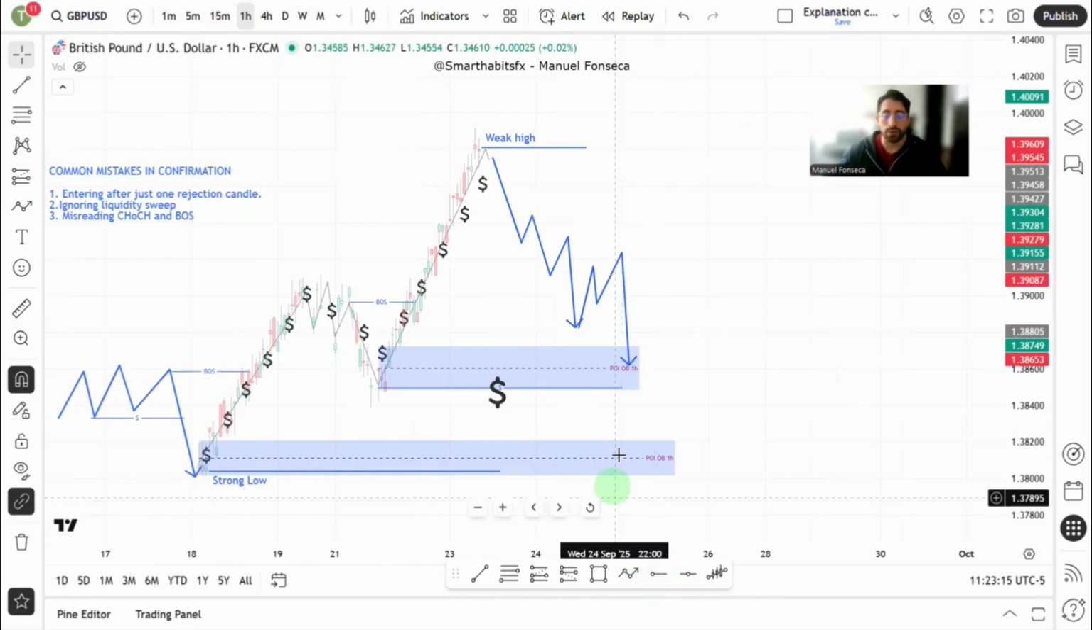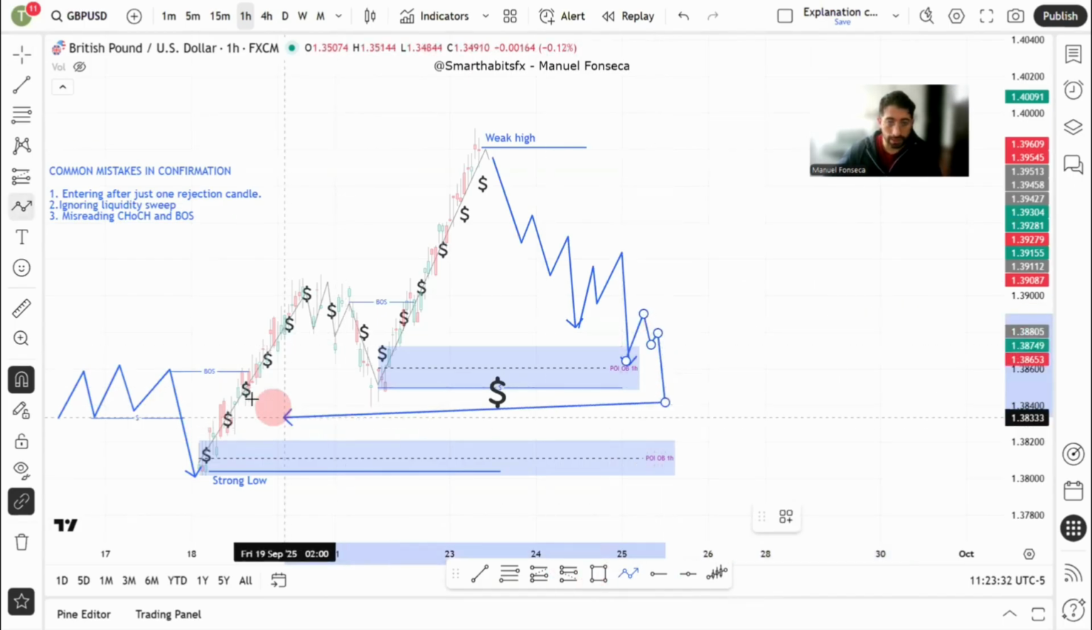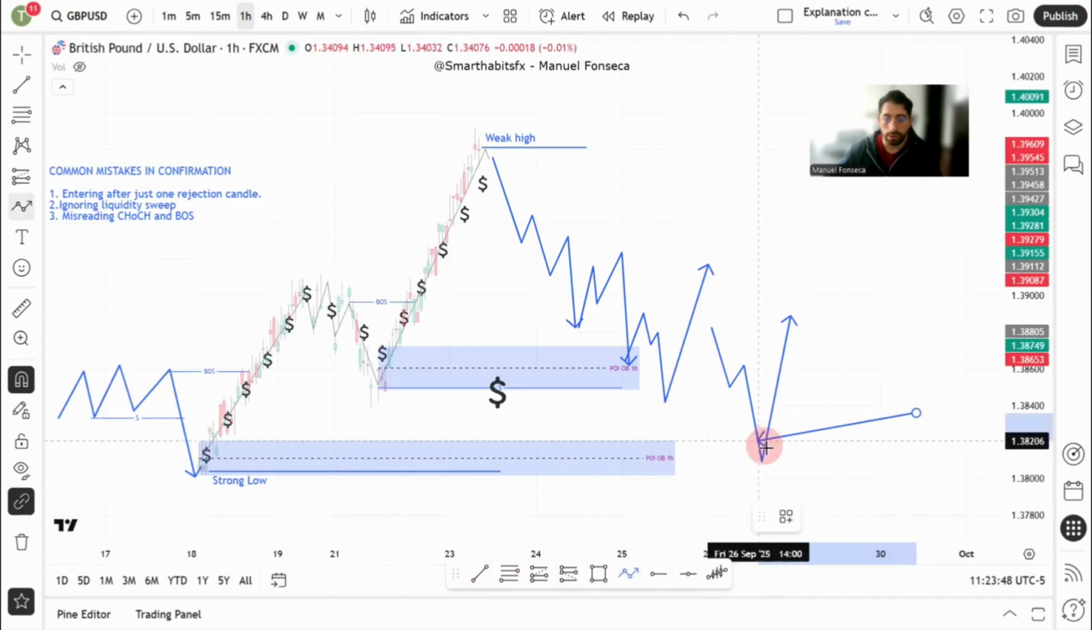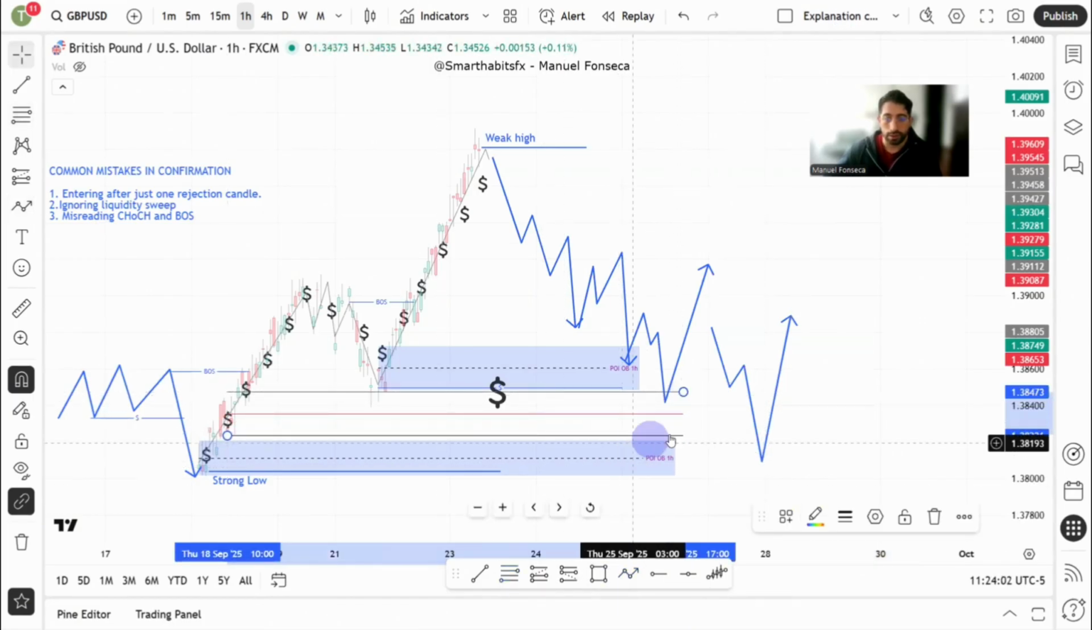We have to wait for the price to do whatever it needs to do. It could do the confirmation here later, or it could simply go down, react in an imbalance, and keep pushing up, or get to our order block area here and keep pushing up. In both scenarios, either the imbalance here or the order block, we will wait for a confirmation pattern as well. For those who don't know what I'm talking about, sorry, the imbalance is this.